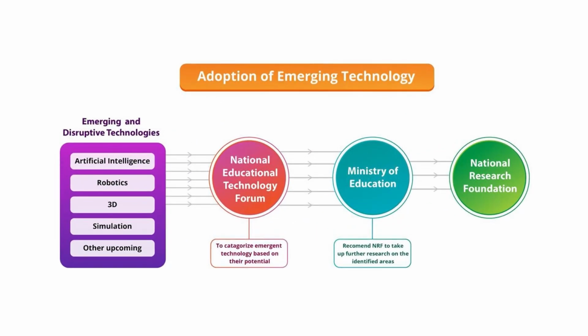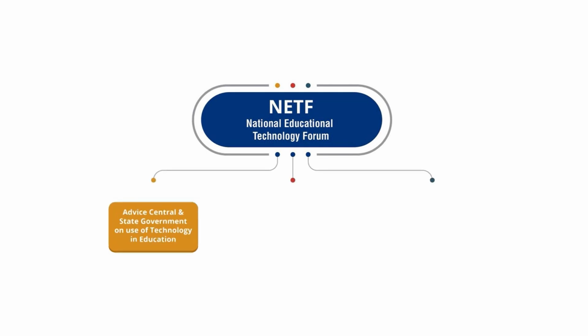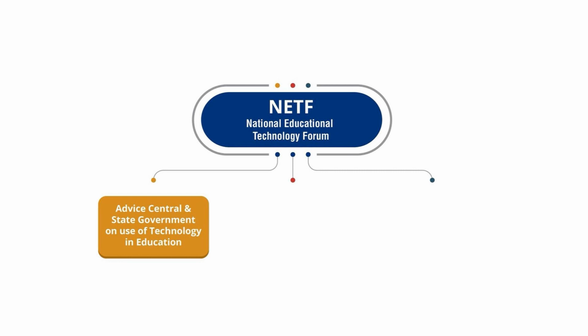If you look at the adoption of these emerging technologies, the artificial intelligence, the robotics, and 3D simulations and other computing, the educational policy has talked about three important things. One is the National Educational Technology Forum, which is basically to categorize emergent technologies based on their potential. Of course, they will be meeting with the Ministry of Education, which recommends NEP and NIRFs to take up further research on the identified areas, and it will feed those inputs to the National Research Foundation. The National Educational Technology Forum basically advises the central and state governments on the use of technology in education.